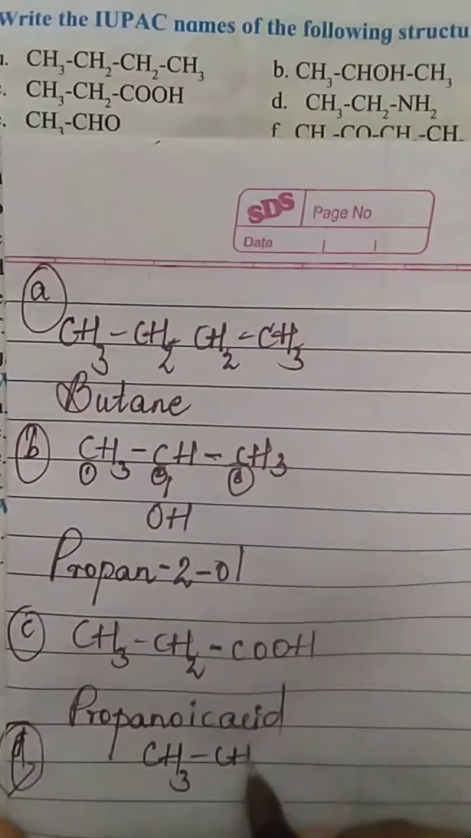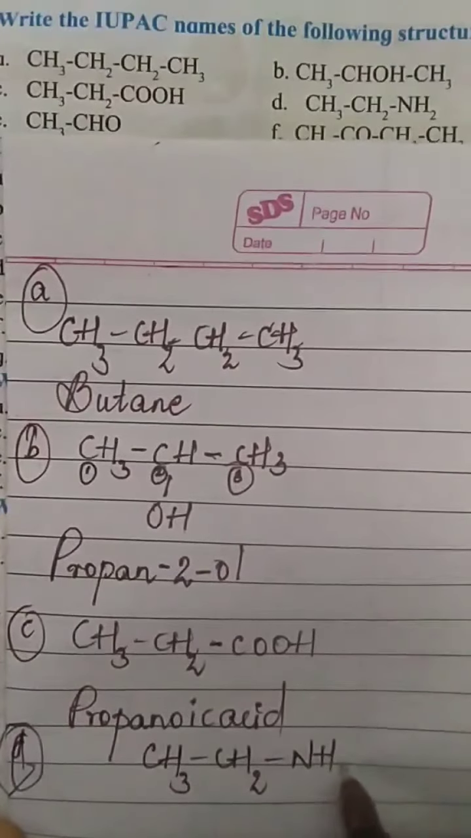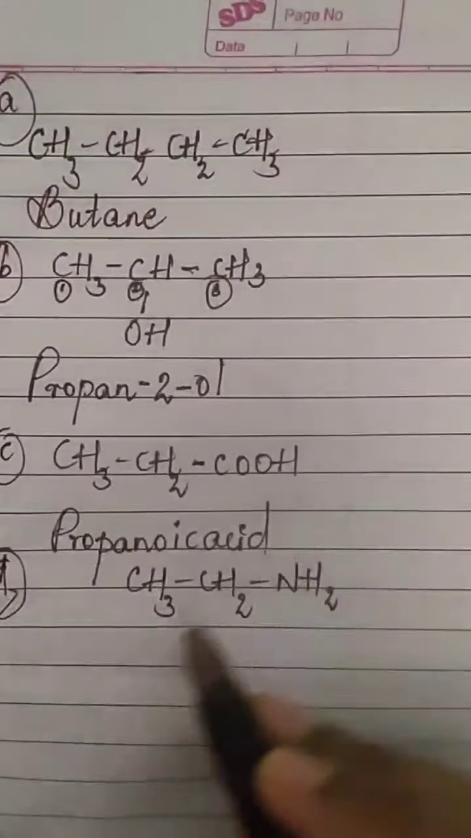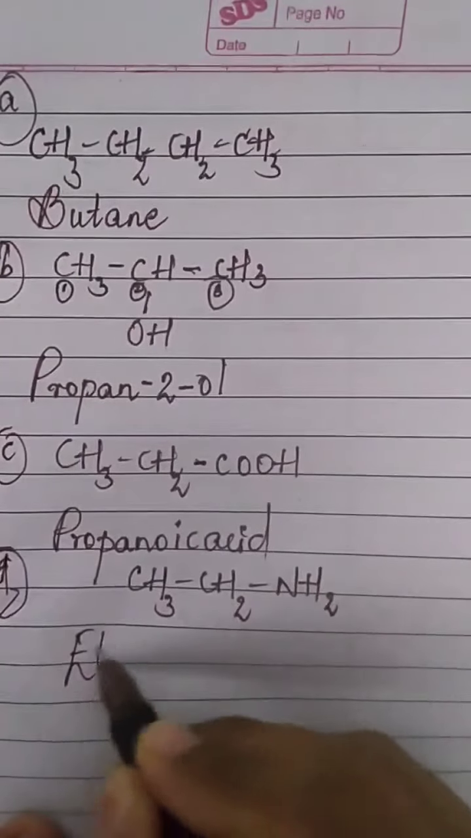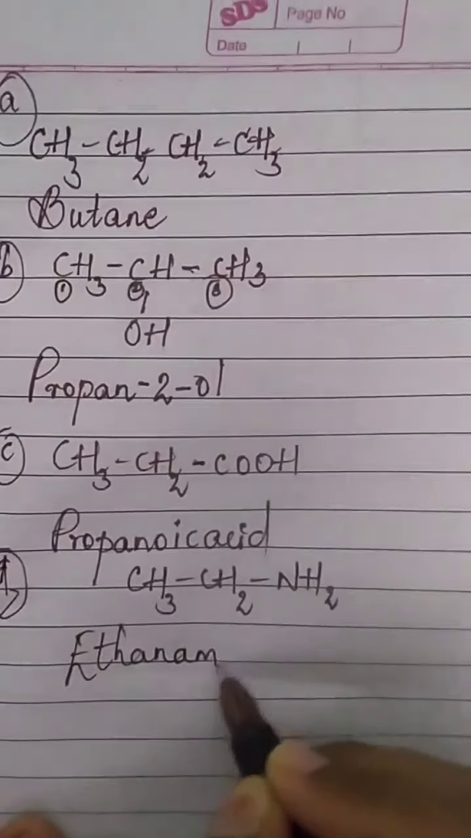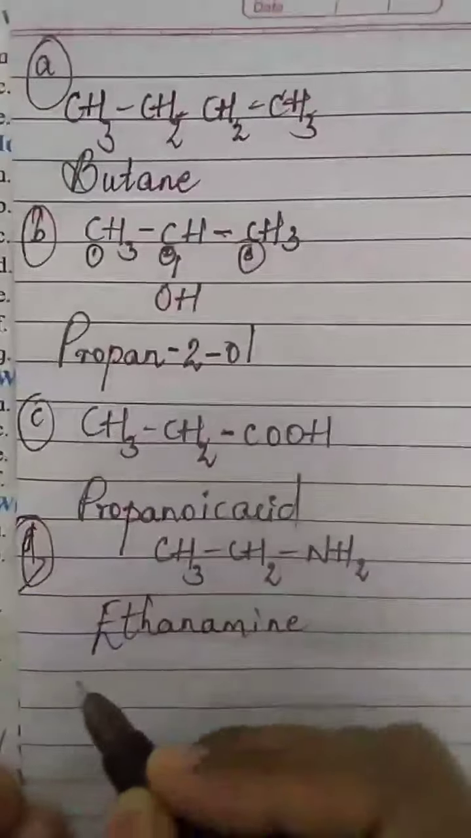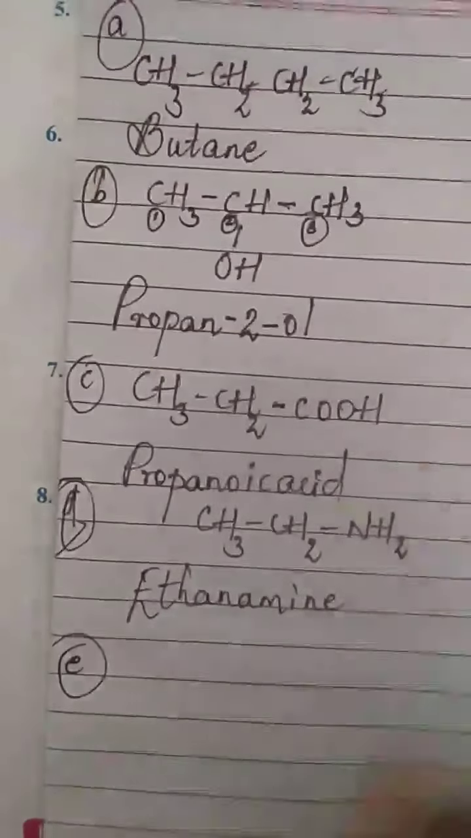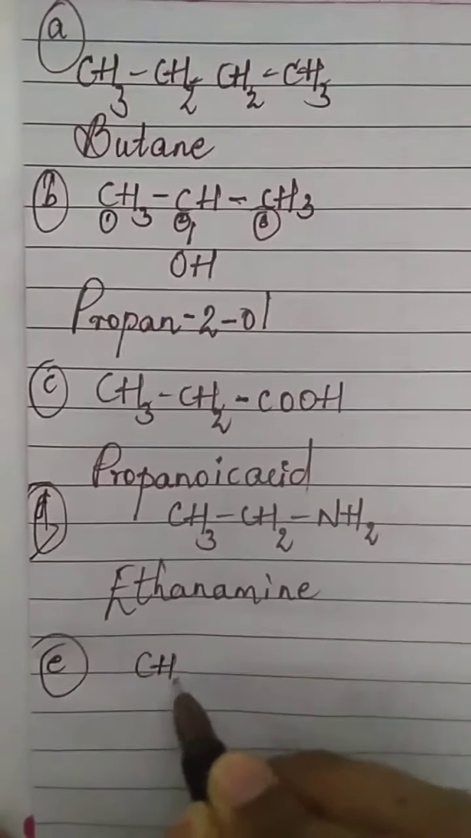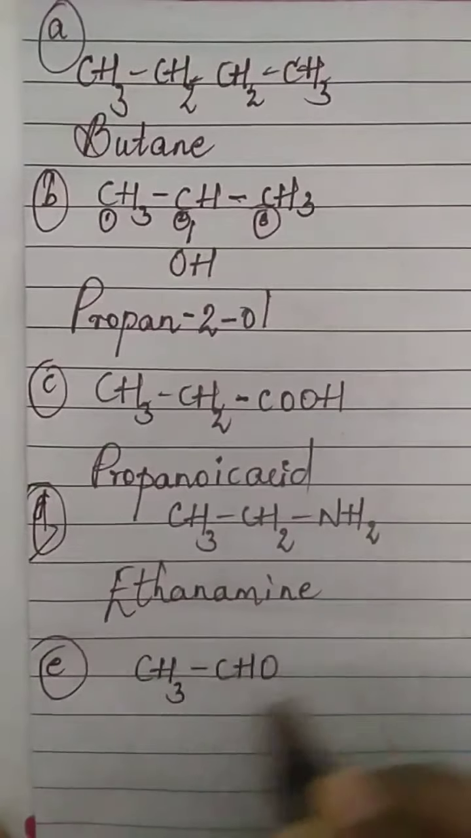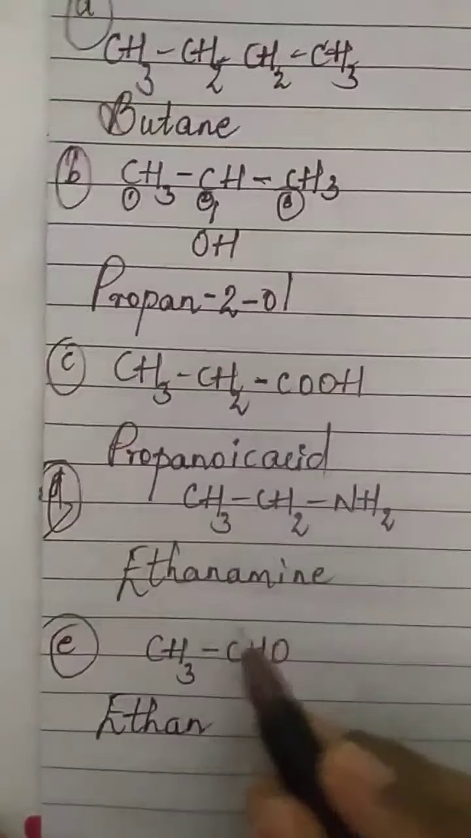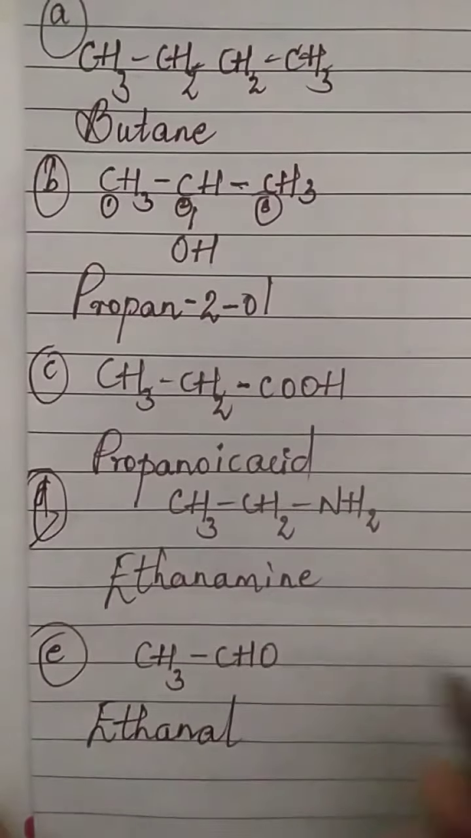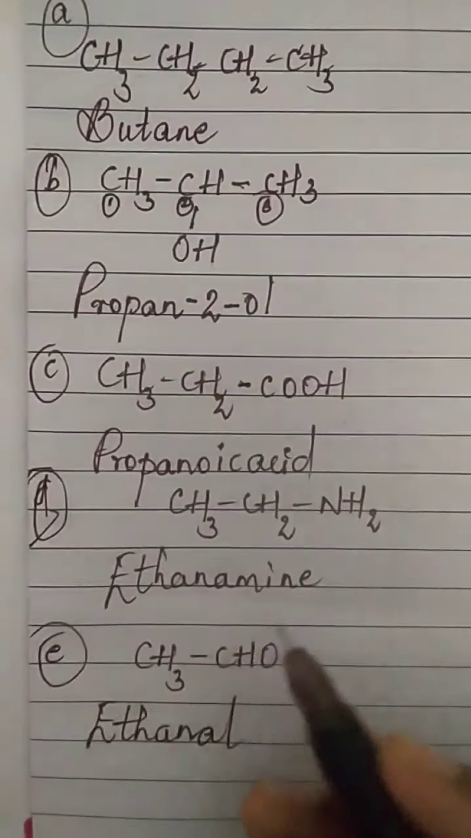Going to the D example. CH3, CH2, NH2. Oh, NH2 means amine. I told you only two examples will come. One is ethanamine and other is methanamine. And this is 2 carbons, so ethanamine. Ethanamine. Done. Next is question number E. The question is CH3, CHO. CHO means aldehyde, methane, ethane. Ethane. Stop. Aldehyde means al, ethanal. First carbon, no need to give any number.